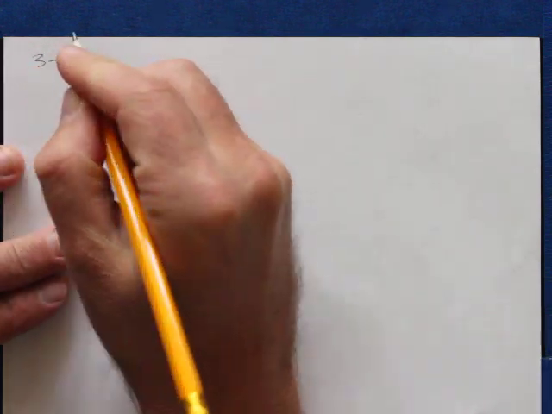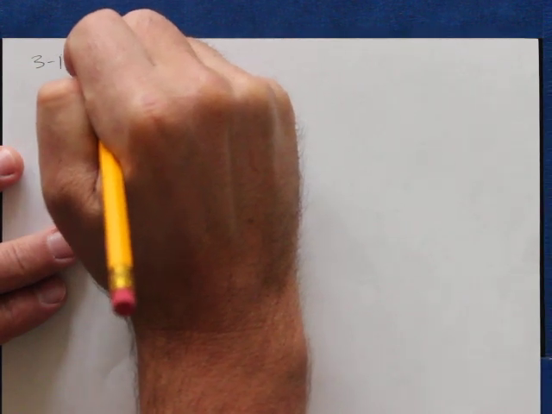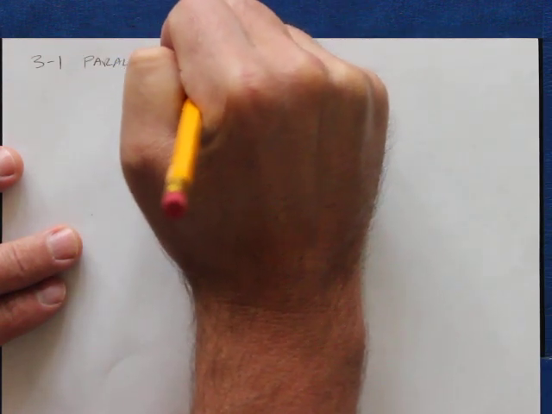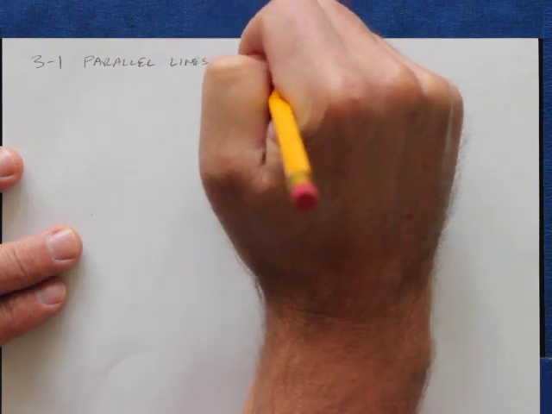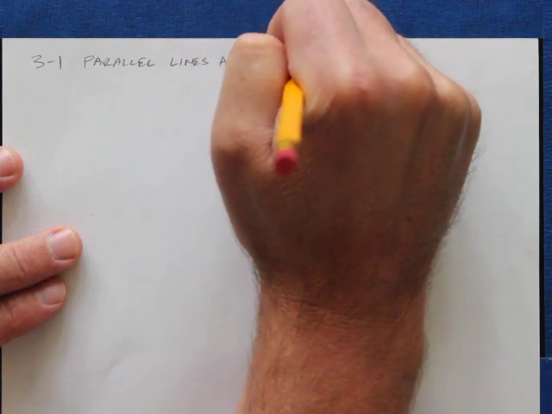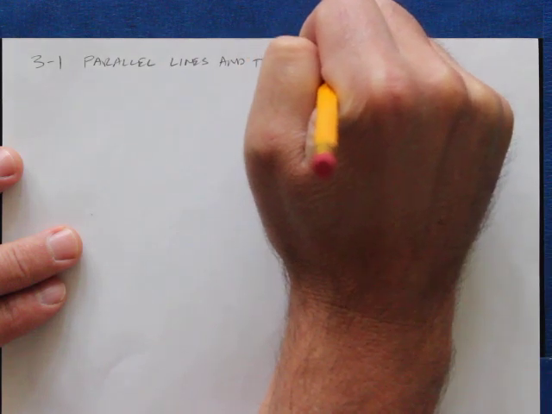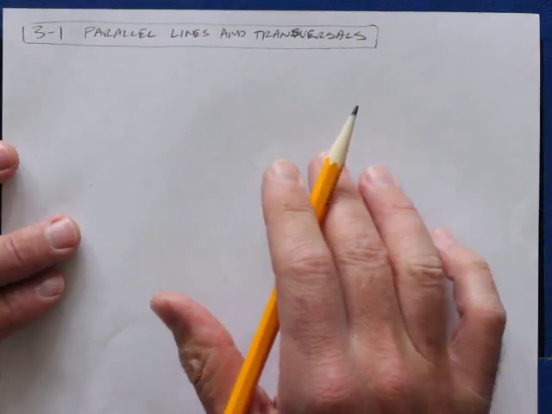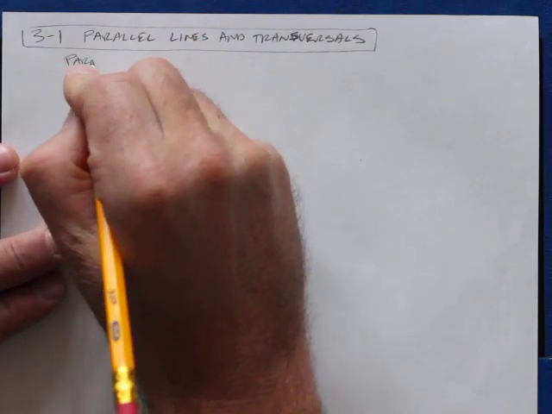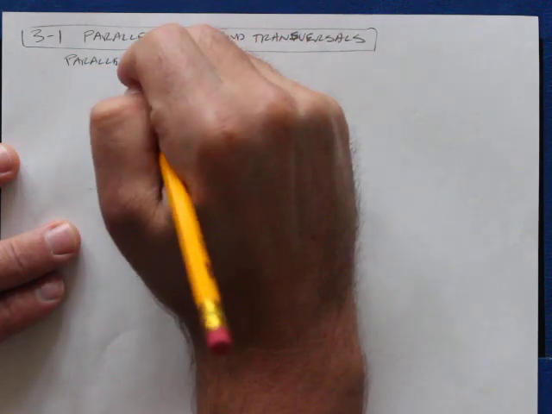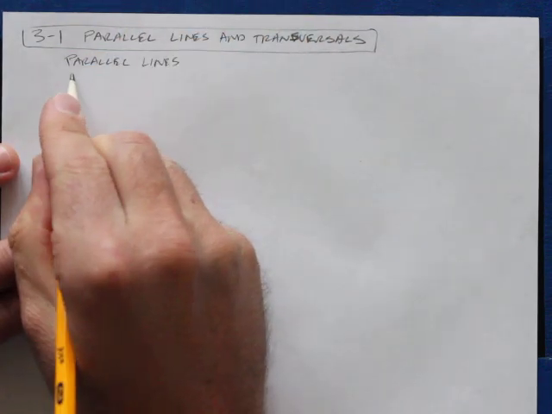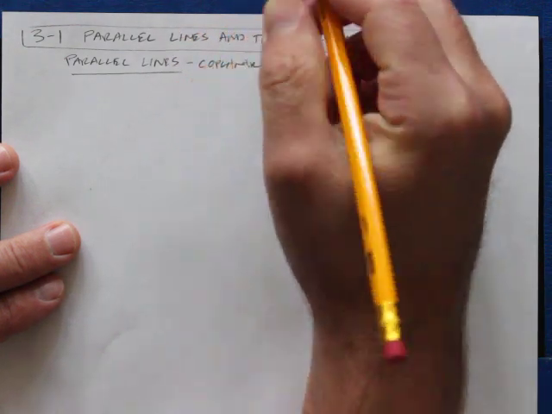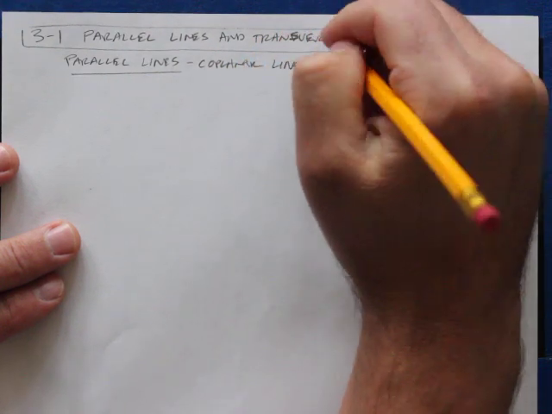3-1, parallel lines and transversals. Transversals. So parallel lines are coplanar lines, meaning they're on the same plane, that don't intersect.